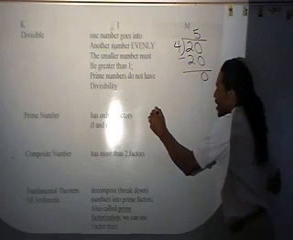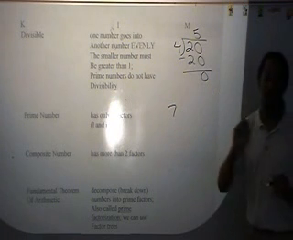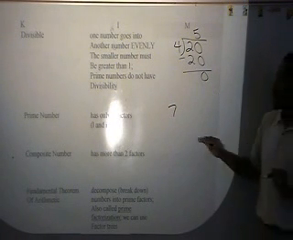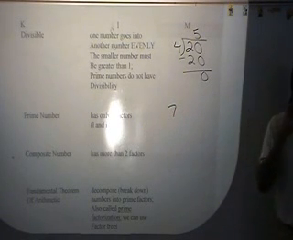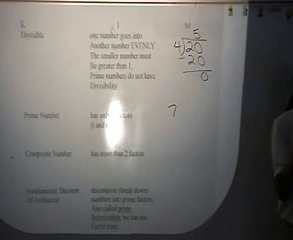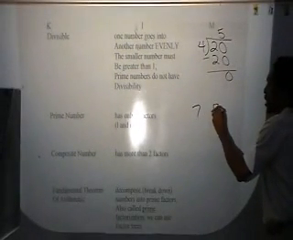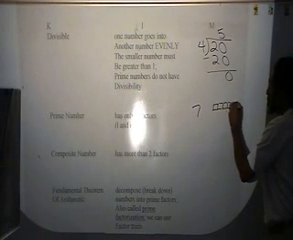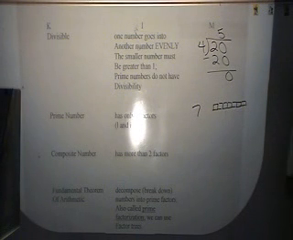Let's take the number 7, and it's going to be our example for a prime number. Okay? So we're going to use 7. The way we can check that 7 is prime is we can draw 7 squares connected together. Okay?